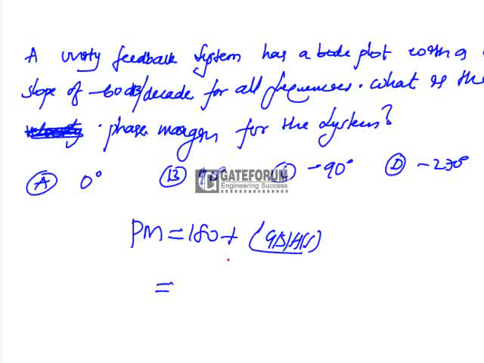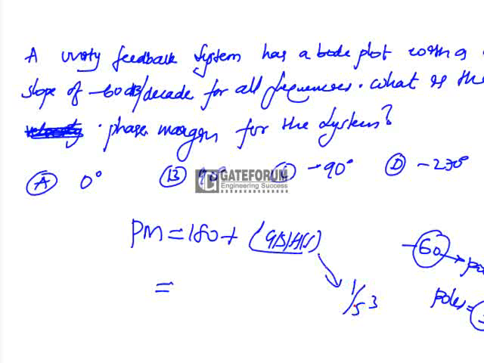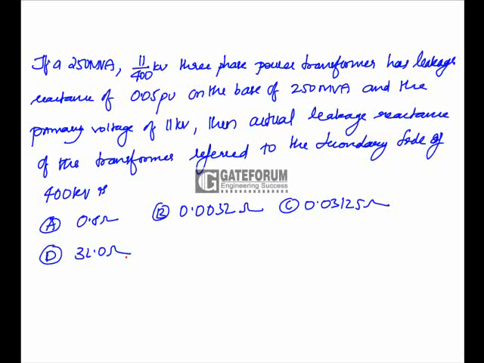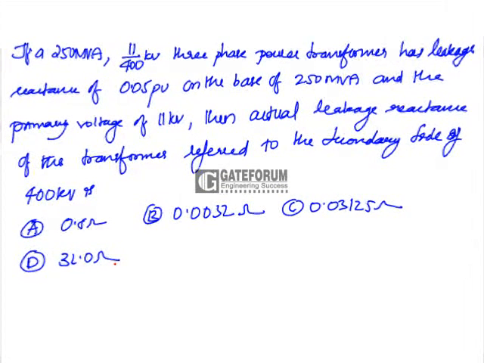Minus 60 dB per decade means, since we have a minus sign, that we have poles. 60 dB per decade means the number of poles is equal to 3, because each pole gives minus 20 dB per decade. If we have 3 poles at the origin, the function is 1 by S cube. That means the phase is minus 3 times tan inverse of S. Now, what is the phase margin here? At gain crossover frequency we have the phase margin. So this is minus 270 plus 180, or 180 minus 270. Minus 90 degrees is the answer. That is option C.